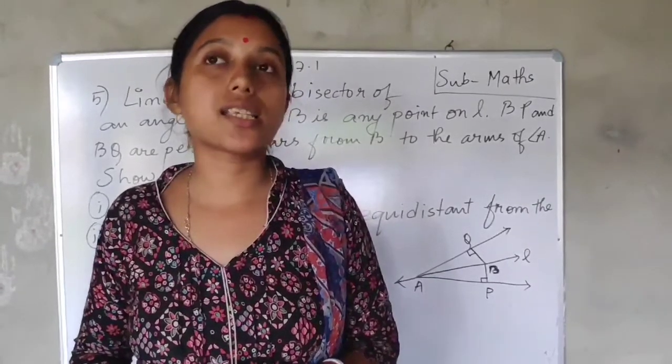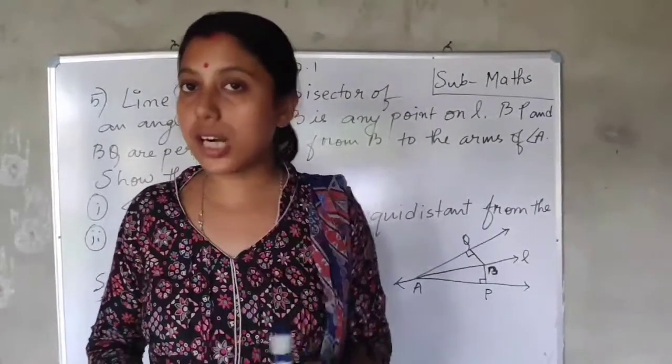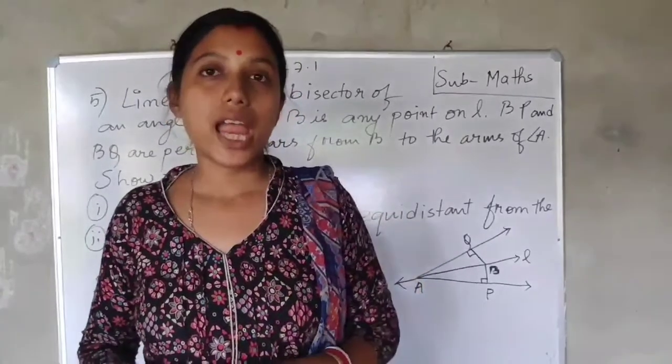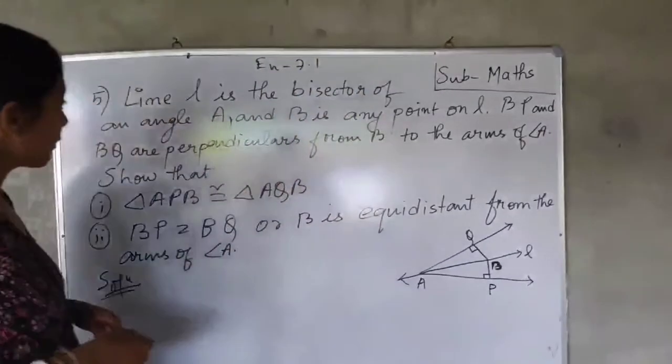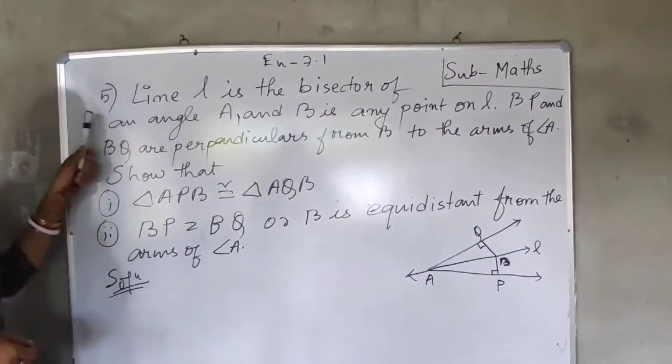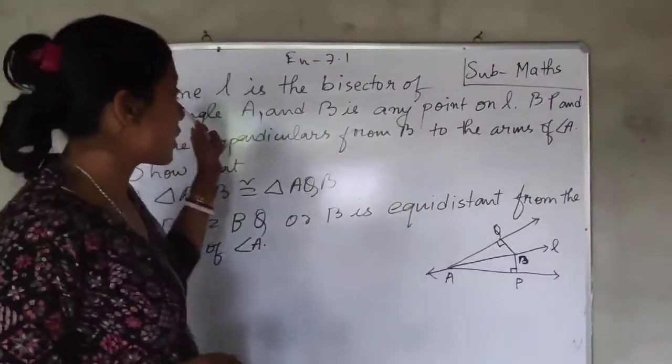In our last classes, we started exercise 7.1 and solved questions 1 to 4. Today we will start from question number 5. So you see, what is question number 5?